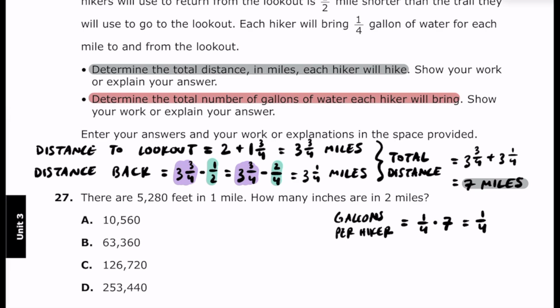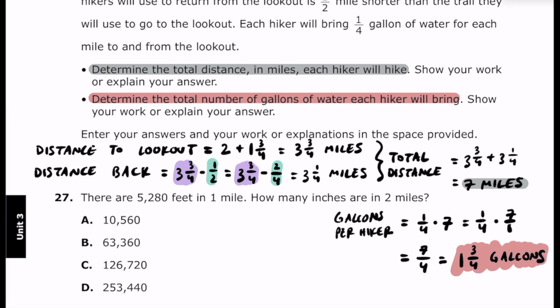This is going to be 1/4 times 7 over 1 if you write them as proper and improper fractions. That's going to be 1 times 7 is 7, 1 times 4 is 4. We have 7/4 gallons of water, which as a mixed number is going to be 1 3/4 gallons. And this is for each individual hiker. So this would be our answer for that second part there.